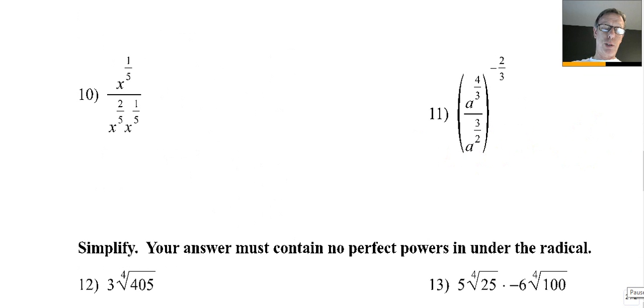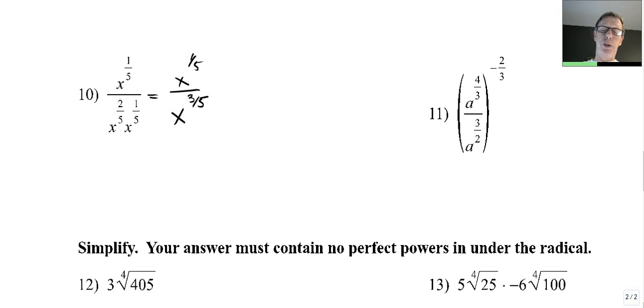Let's move on to the next one. So the first step is going to be to multiply or add the exponents in the denominator, because I'm multiplying the 2 x's together, so the bases stay the same and the exponents add. That would be equal to x to the 1/5 all over x to the 2/5 plus 1/5. That would be 3/5.